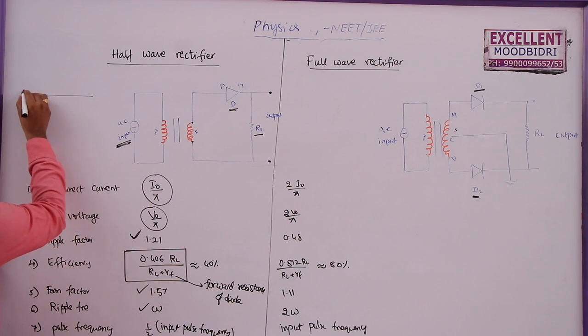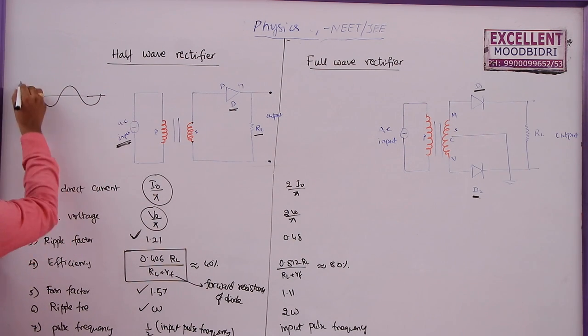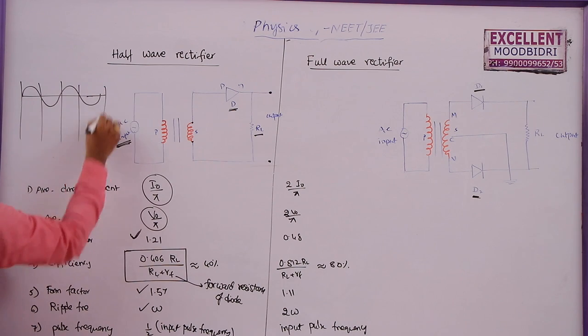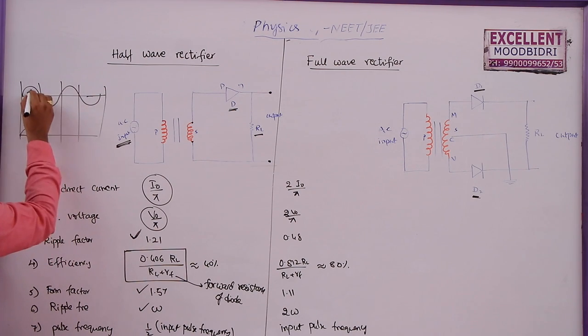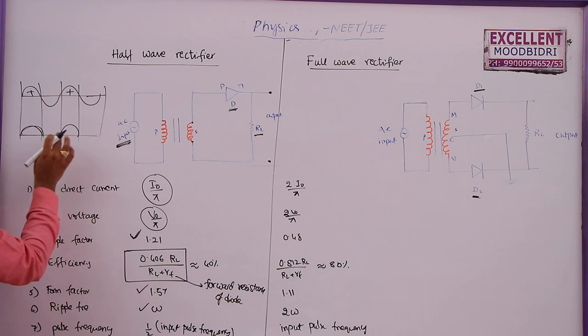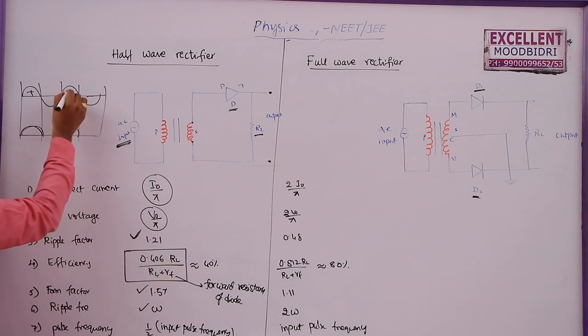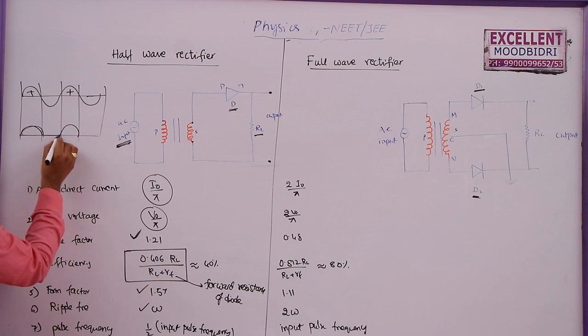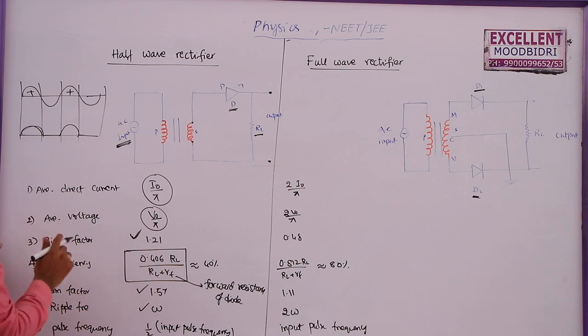That means if we give the AC input like this, the corresponding output will be obtained only during the positive half cycle. So the input is there in both half cycles, but there is no output during the negative half cycle. So these are the pulses here, the input and output waveforms.